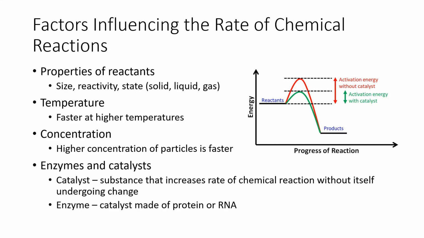And then finally, in nature, or at least in the human body, we tend to have enzymes and catalysts that control the rate of reaction. So a catalyst is any substance that increases the rate of a chemical reaction without undergoing some sort of change itself. And so the most important catalyst in the human body are enzymes, which is a catalyst that's made of either protein or ribonucleic acid or RNA.